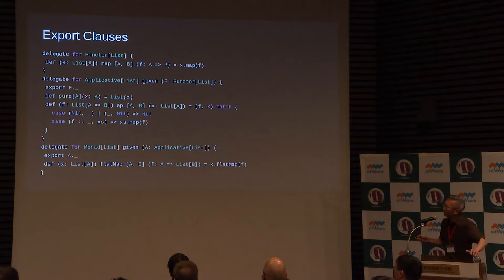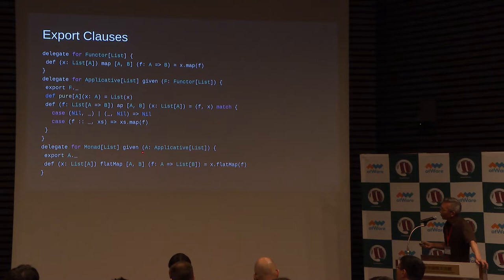Right, so you don't need to do a lot of the boilerplate anymore. You just do export and it'll just export. So this is applicative, and then for delegate monad given applicative, here you just export A and we get map, we get pure, and we get ap, all exported. All right, so it's very convenient. I think this is one of the more overlooked features of Scala 3. I think this is really good.